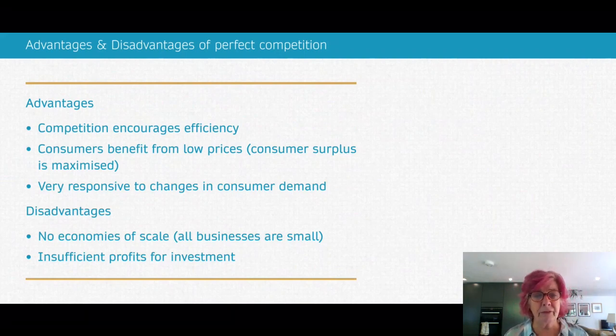No business in this market can benefit from economies of scale because there's so much competition that all the businesses tend to be very small. And because the competition is so fierce, every business is only just making a profit. They're only just making enough money to survive. We call that normal profit, just enough to survive. And so there's no profit left for investment. They don't have the profit to invest in future technology. They can't invest in research and development. And so in these markets, there is a lack of those kinds of things.